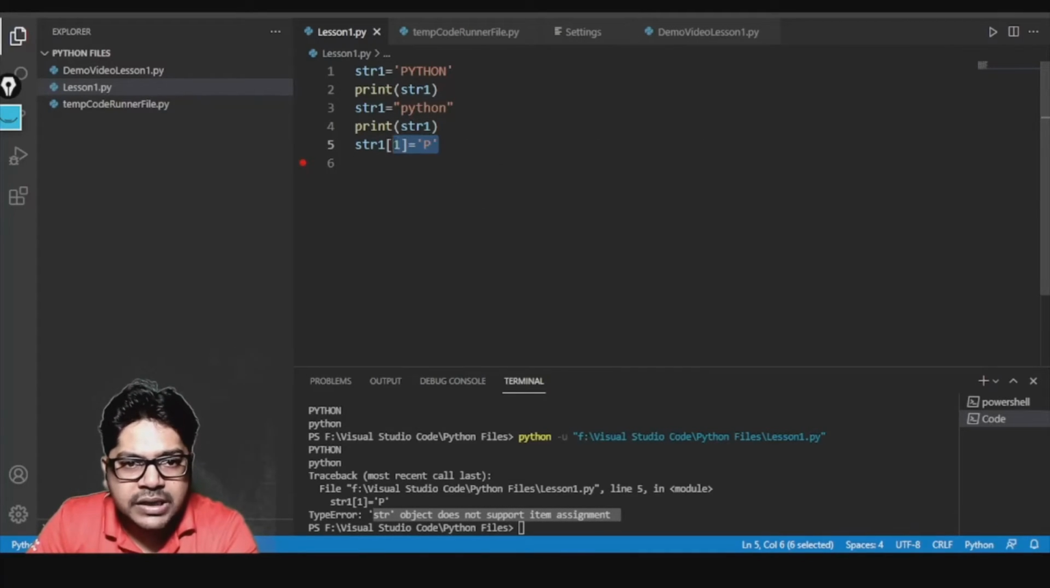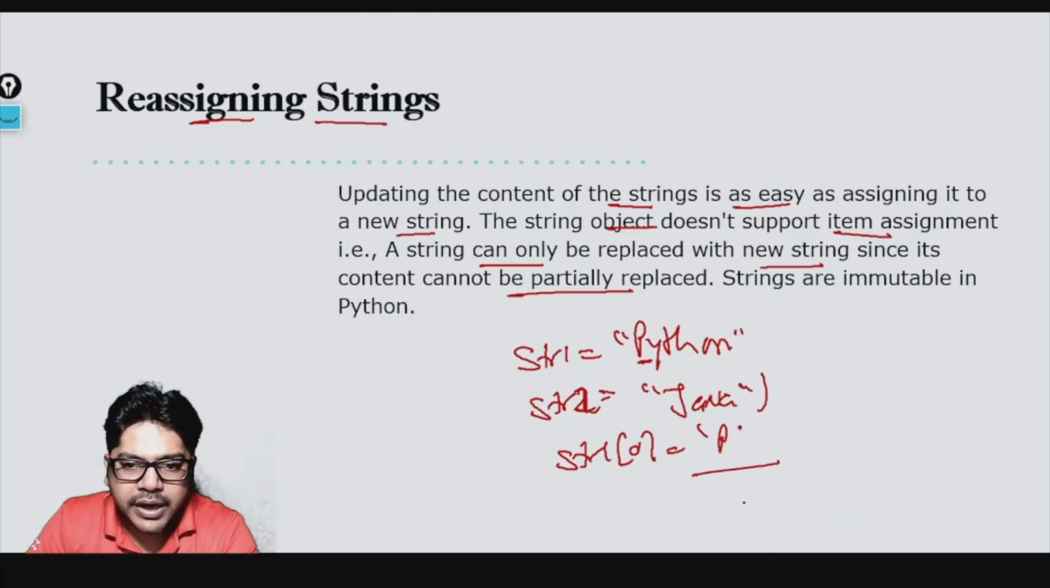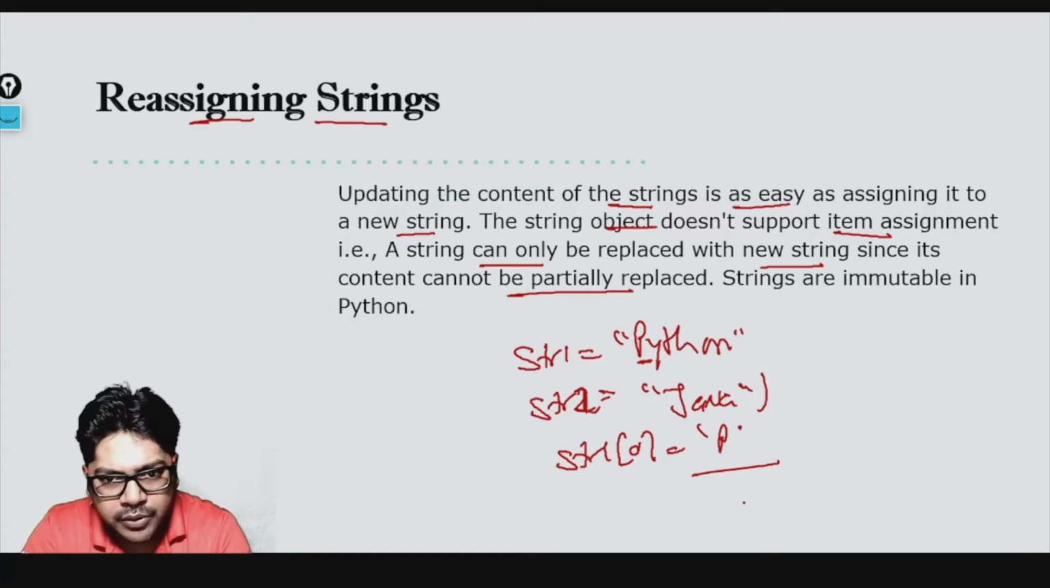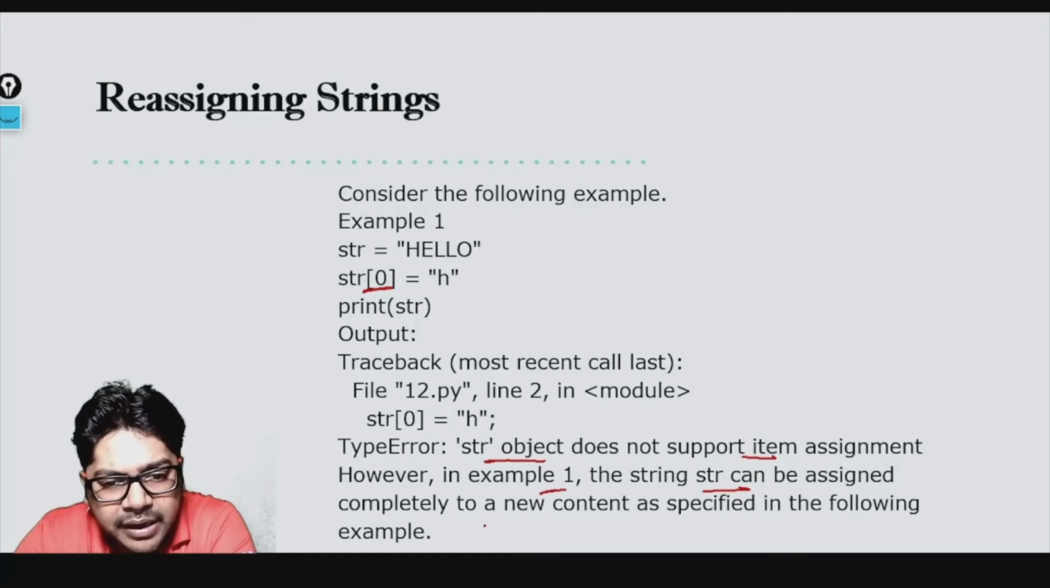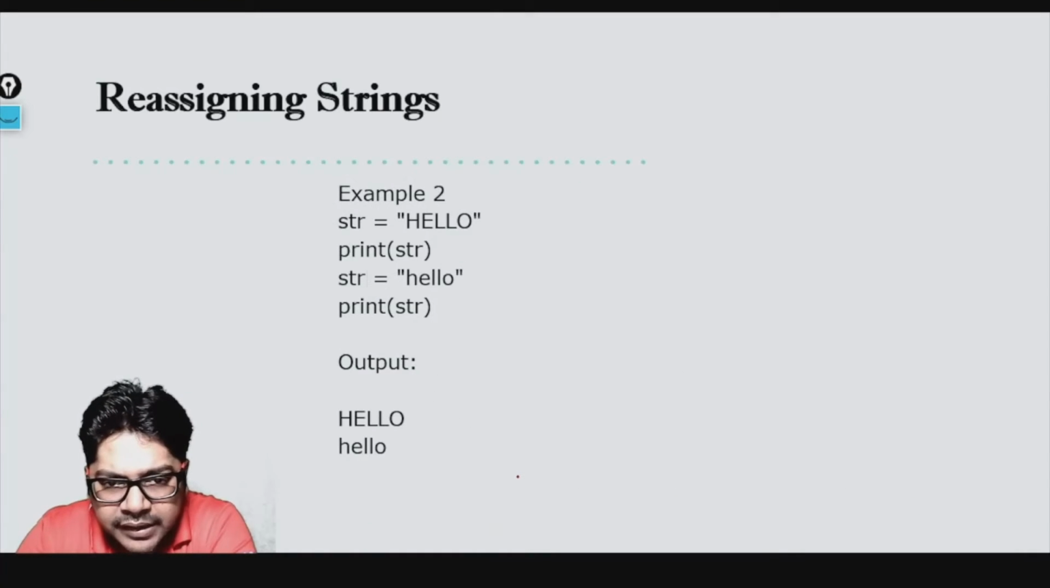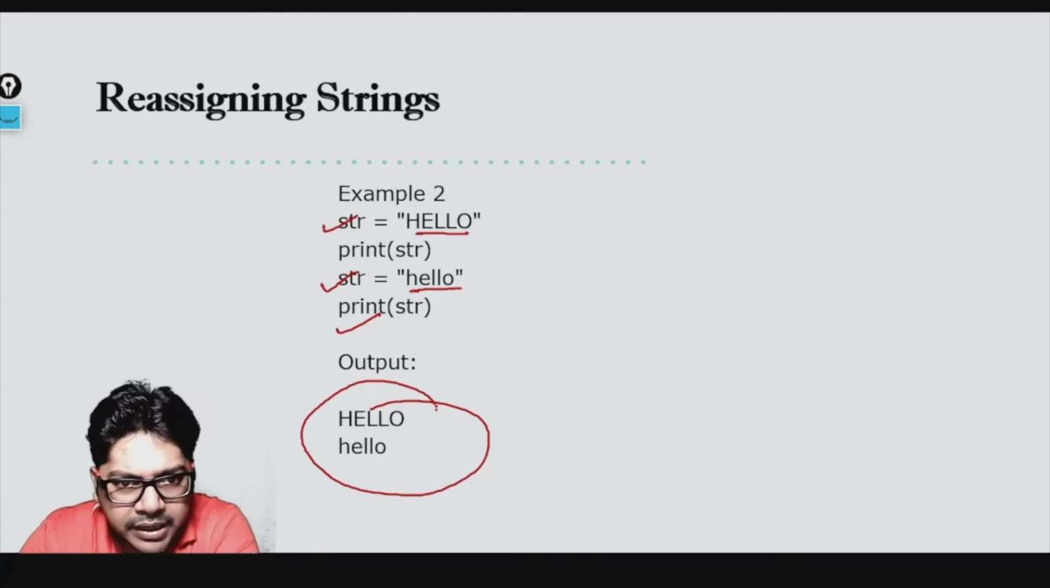You cannot change a particular item in that string. If you want, you can replace the whole string, it won't mind, but the moment you want to change a particular part of it, it doesn't work. So strings are immutable in Python, remember that. We have already seen that example where I tried to change it, and we got str object does not support item assignment. However, in the example, the str can be assigned completely new content. As you can see, we had str equal to hello, and then we changed it to smaller hello, and then we printed it, so we got the correct output. But if you want to change only one item, not possible.